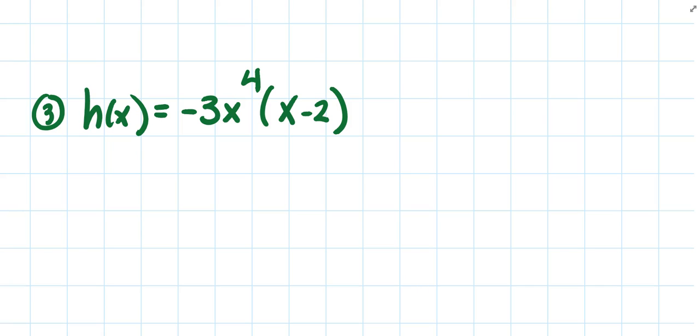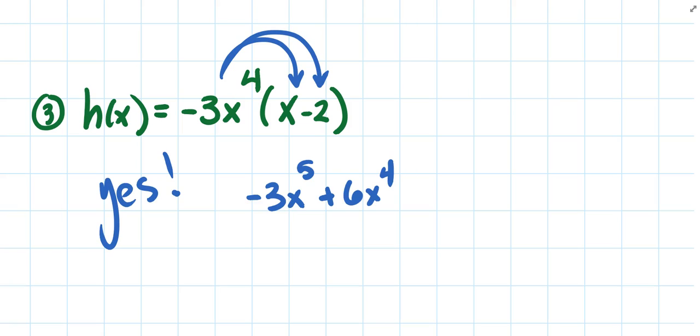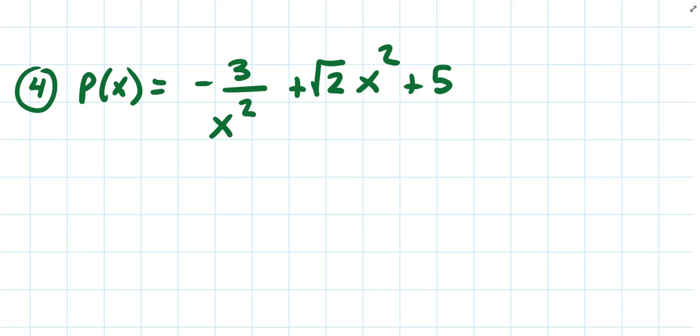Okay, here's number 3. h of x equals negative 3x to the 4th times x minus 2. What do you guys think? Yes, this is a polynomial function, or no, this is not? The answer to this one is yes, because if I simply multiply negative 3x to the 4th by x minus 2, I get negative 3x to the 5th plus 6x to the 4th. So therefore, this is a polynomial function, and it is of degree 5, because my highest exponent is 5.